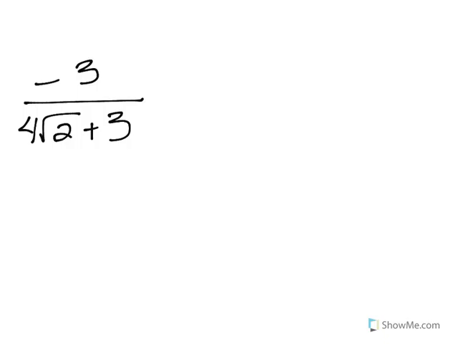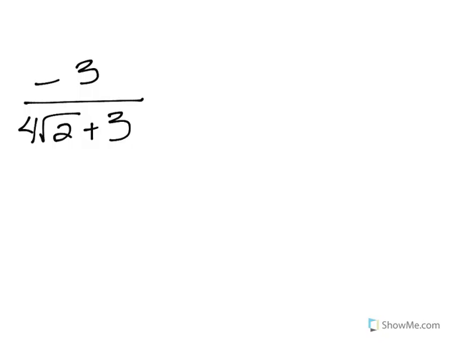It's technically not correct for a fraction to have a square root or any sort of root in the denominator. So in order to simplify this, we're going to do something called rationalizing the denominator. And in this case, we're going to do it by multiplying the fraction by the conjugate.